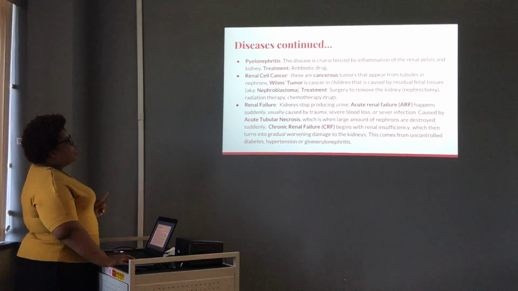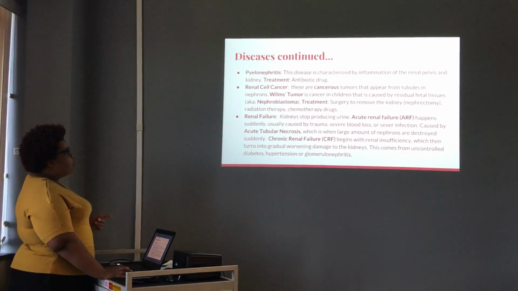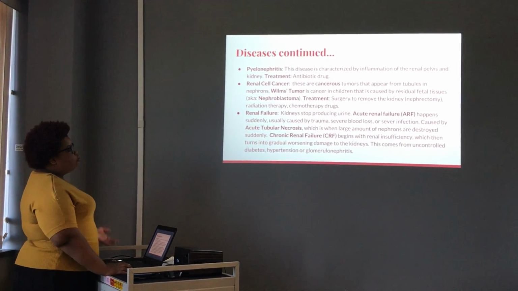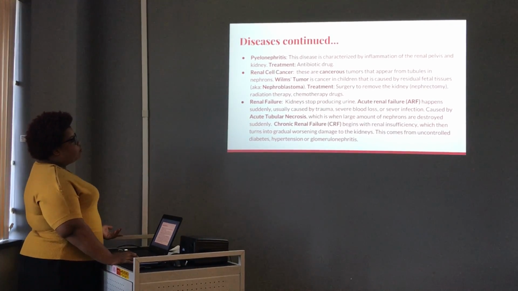A Wilms tumor is a cancer in children. It's caused by residual fetal tissue. It's also known as a nephroblastoma. The treatment is surgery to remove the kidney, which is a nephrectomy, or radiation therapy and chemotherapy drugs.